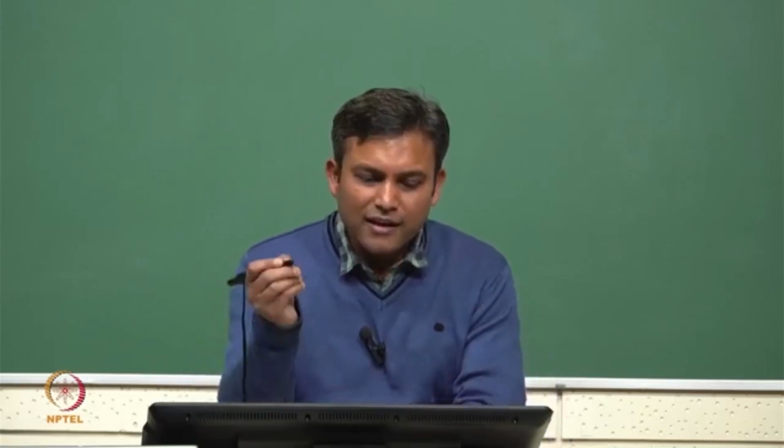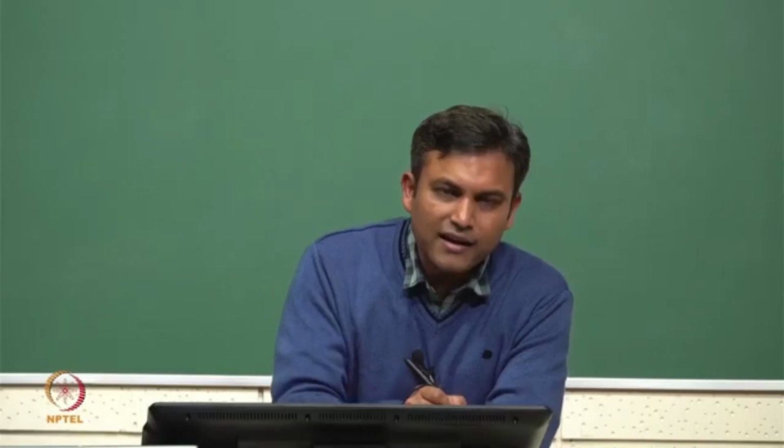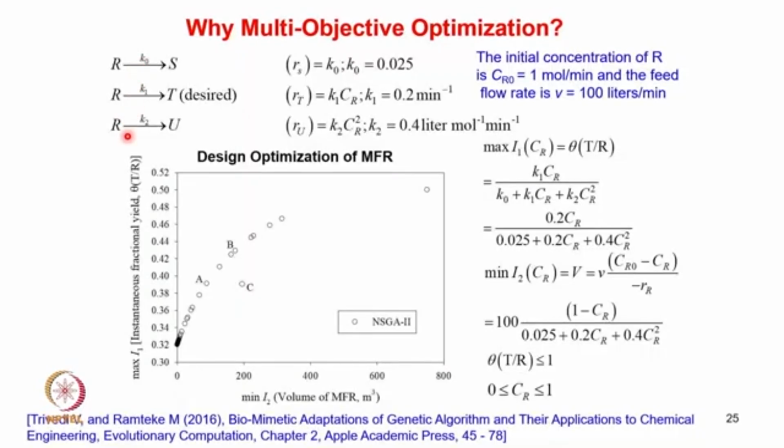For instance, let's say these three parallel reactions are occurring in a mixed flow reactor. R is reacting to produce S in a zero order reaction, R is reacting to produce T in a first order reaction, and R is reacting to produce U in a second order reaction. Now here the second reaction is the desired reaction, whereas the other two reactions are undesired. Now the reactions are occurring in a mixed flow reactor, isn't it? So here you can see that the rate constants are also given.